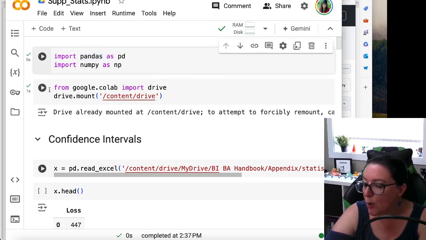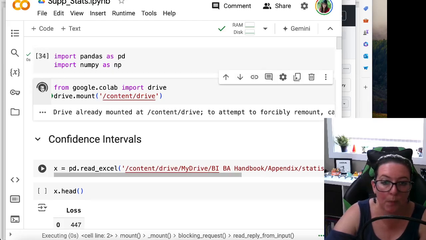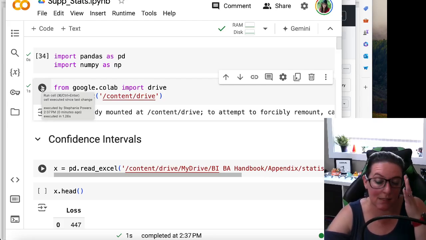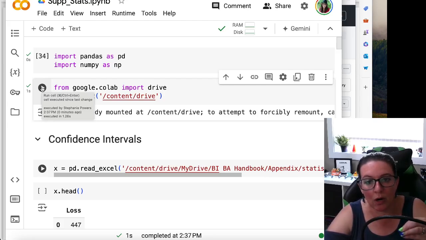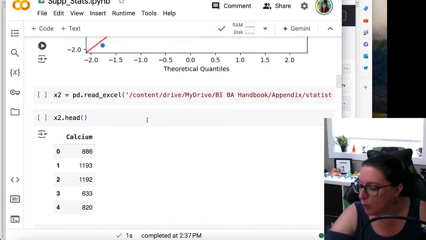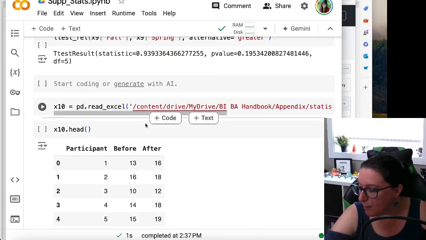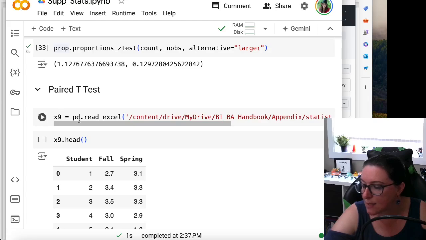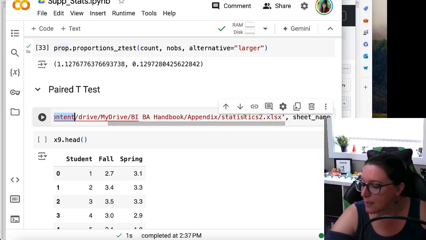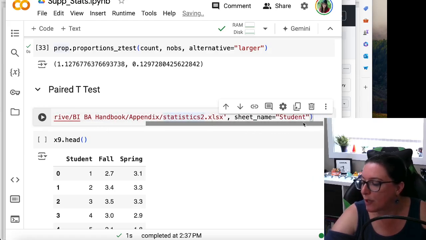Then run this code here that will link your workbook to your Google Drive. This is not giving anybody else access. This is just linking your workbook to your Google Drive so that, as we scroll down to the very bottom to do our paired t-test, you can pull in the Excel file that is statistics 2, and particularly we're looking at sheet name student.